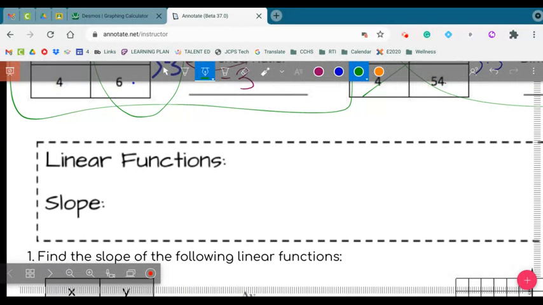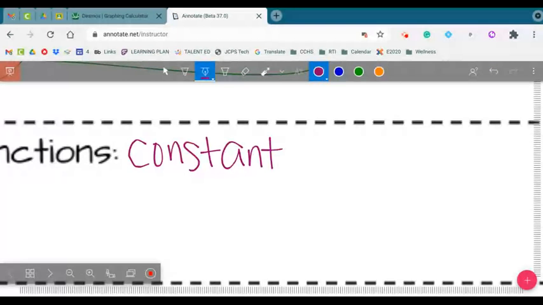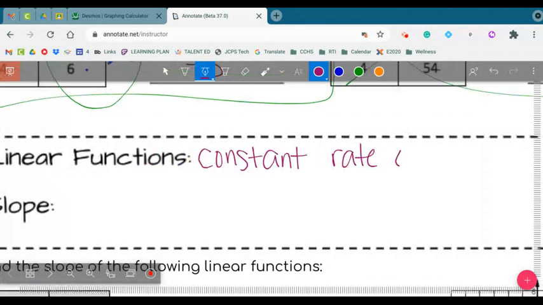So what is a linear function? A linear function has a constant rate of change. What that means is if you look back at our sequences, we were going up or down by the same amount each time. That is making for a constant rate of change. We're going to call it a slope.